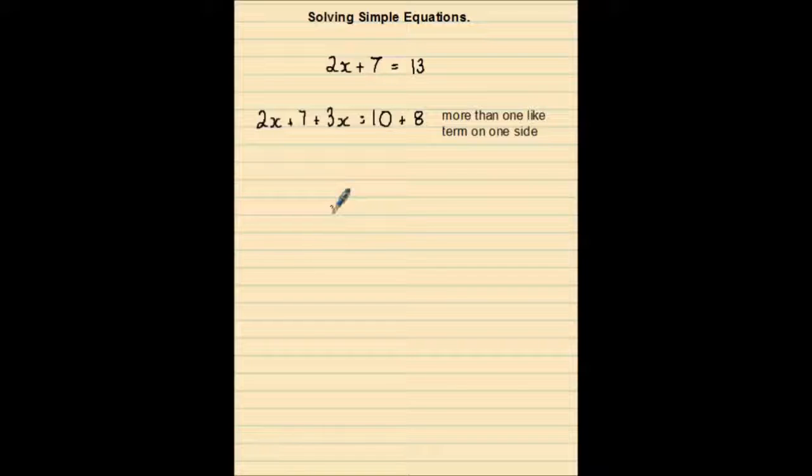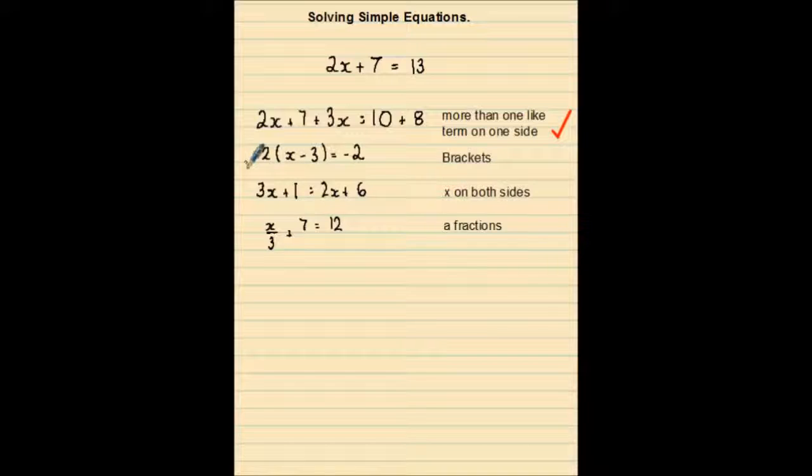The first is easy. If you ever see an equation with more than one like term on one side or both sides, this is the first thing that you should deal with. Just simplify. We simplify just by collecting like terms. And now you can solve this equation because it's in the same form as this equation that in previous videos we've looked at how you would solve.